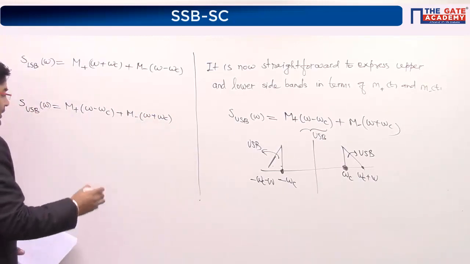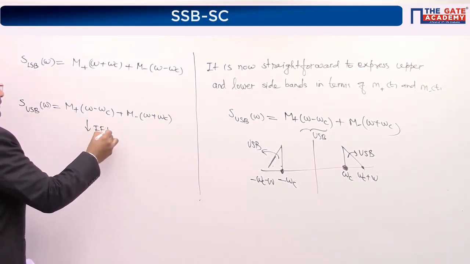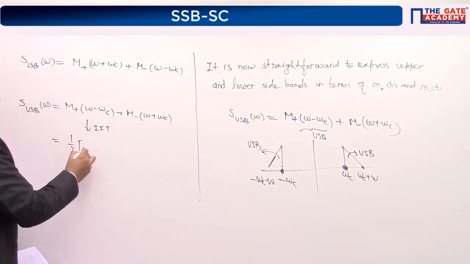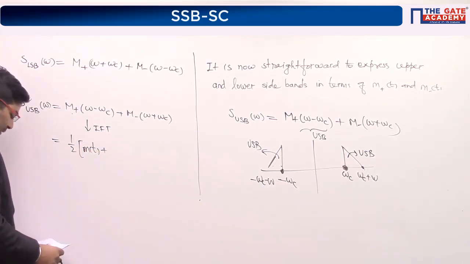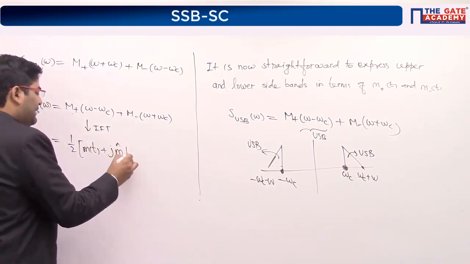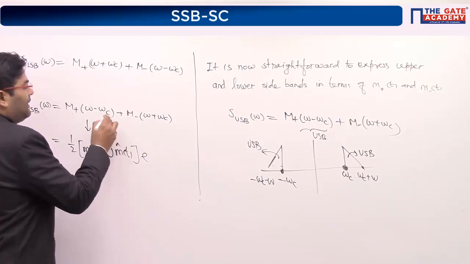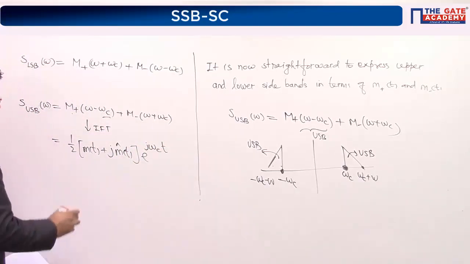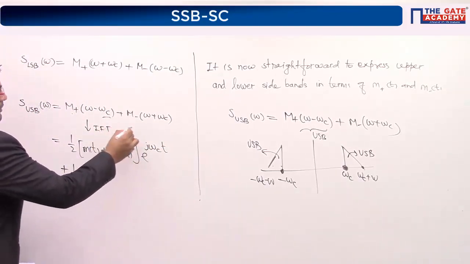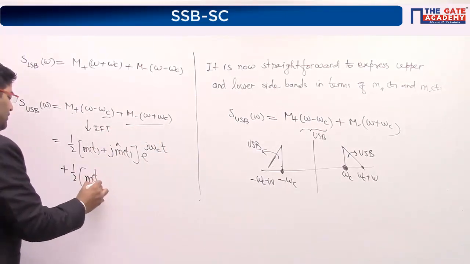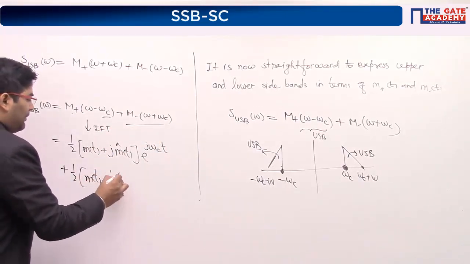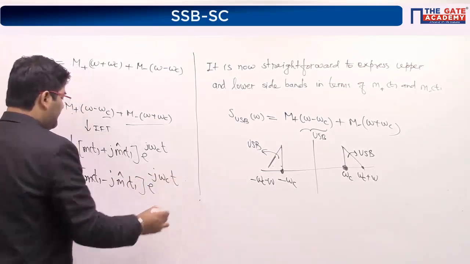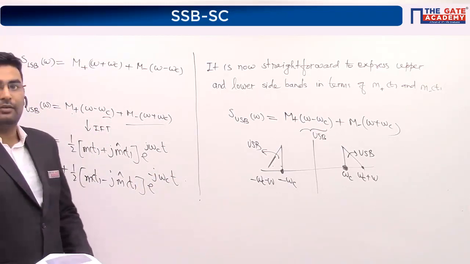If you take the inverse Fourier transform, what will happen? It is just like thinking that you have half of M plus, which is m of t plus j m hat t, and this minus omega C you get when multiplying with e to the power j omega c t. Plus again half, because of this term, m of t minus j m hat t, multiplying with e to the power minus j omega c t.